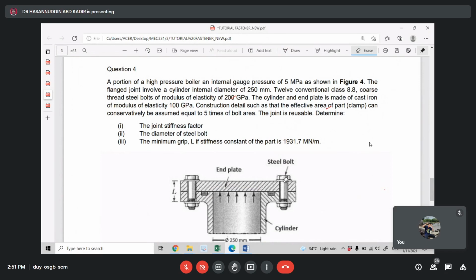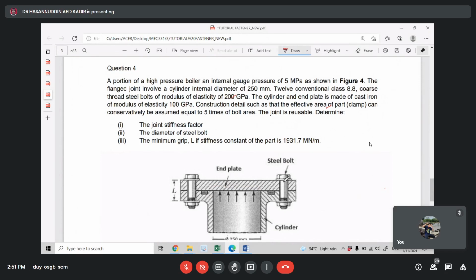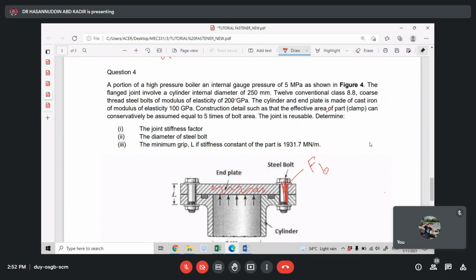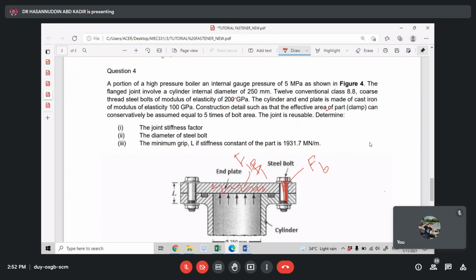Bahagian sini part, yang dia pegang tu adalah part, and then yang ini adalah boat. So dia akan ada dua je lah. Satu dia FB here dan juga sini FB. Jadi FB. Di situ ada dua saja.